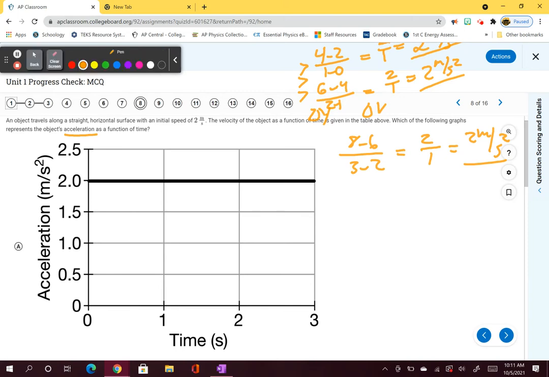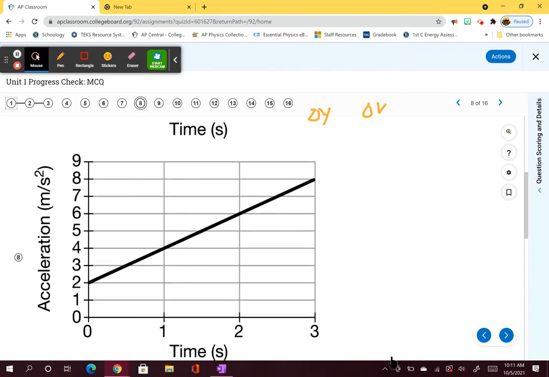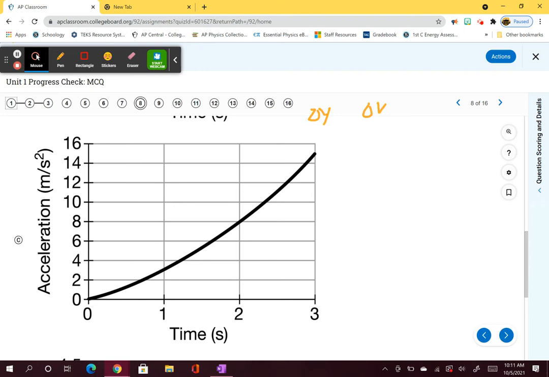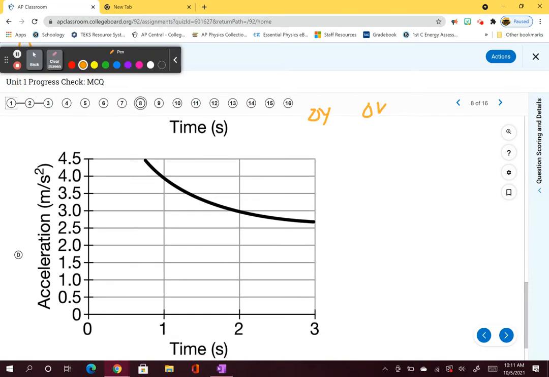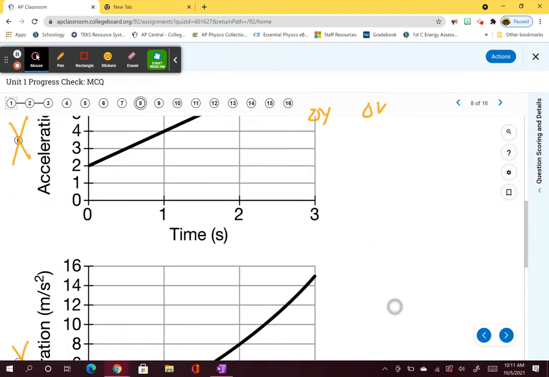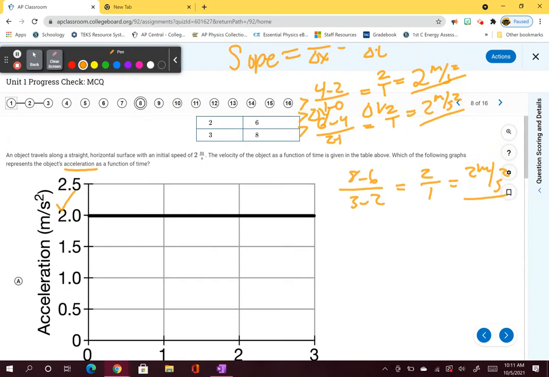Well, acceleration is 2, and it's constant. We're looking at a pretty good answer. Let's check the rest. Acceleration starts off at 2, but it's changing. Nope, no, changing. Our acceleration graphs definitely don't curve. So, that was pretty easy. So right off the bat, our acceleration graph would be A.